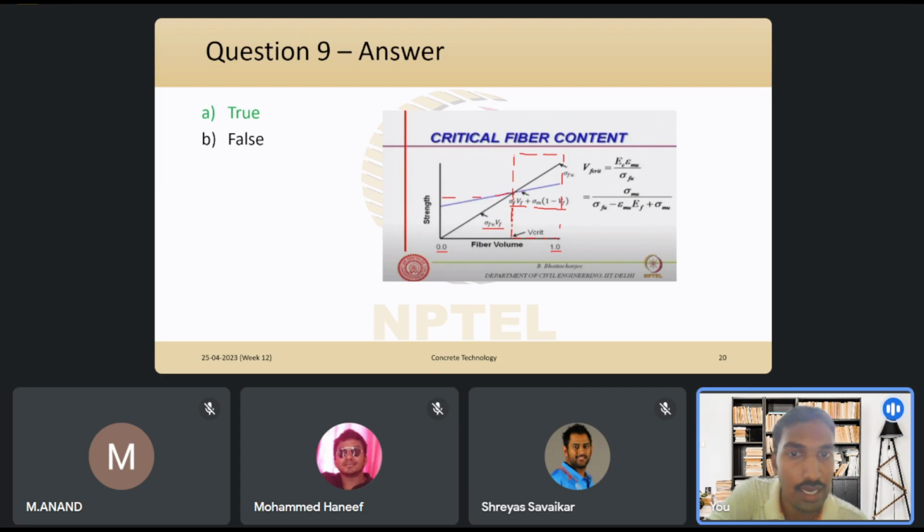So after this point, at higher load, the mortar will fail. But the fiber content that you have, which is greater than this critical volume, can still take the load, right? So the load coming onto your fiber will be higher, and that will now sustain the load. Even though your mortar has failed, your fiber will be able to take the load because you have more fiber content than the critical volume. Therefore, the given statement is true that in this region you can take more load because you have a volume greater than the critical volume. Therefore, the right option is A, true.